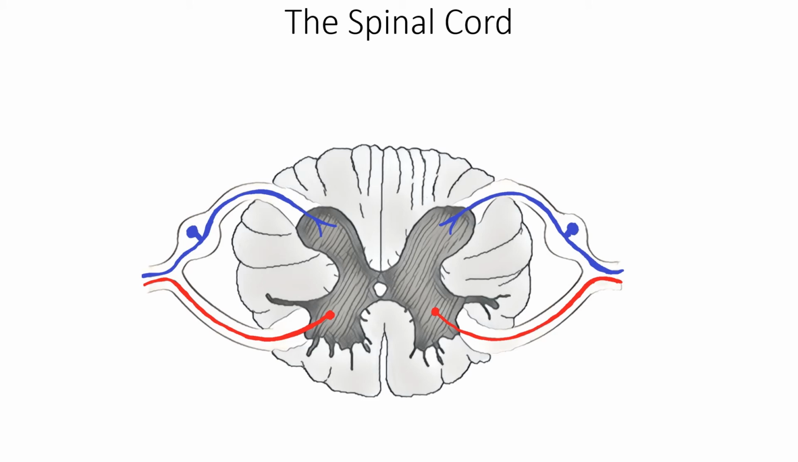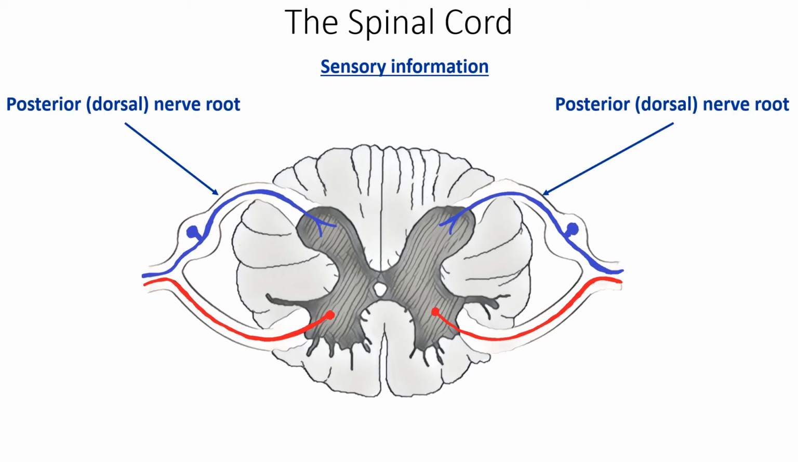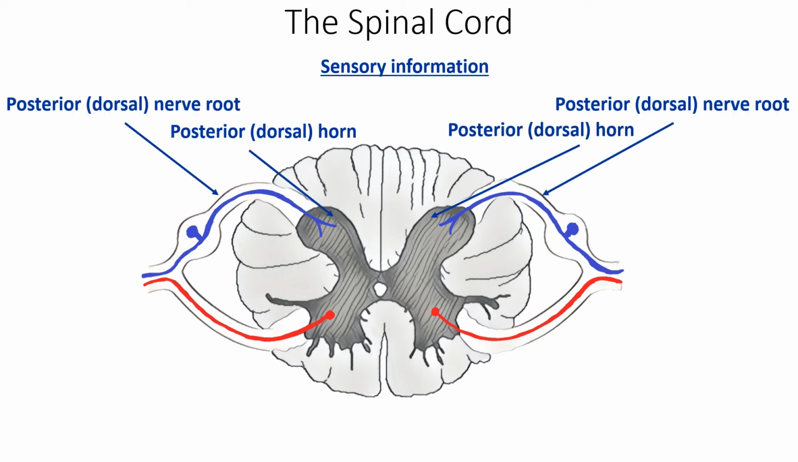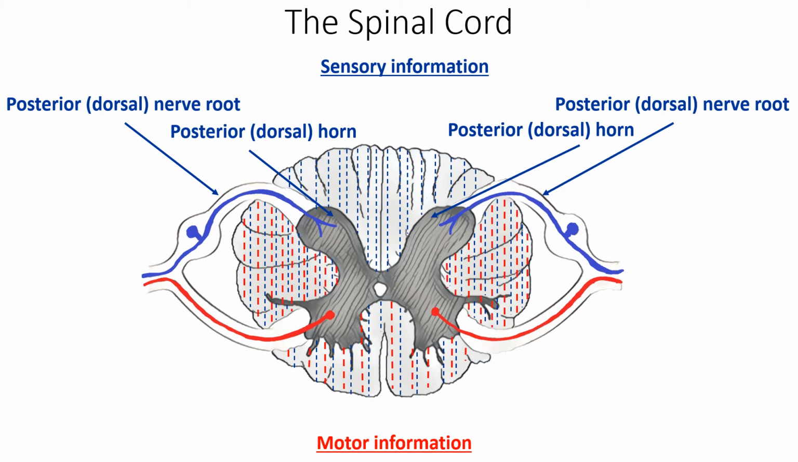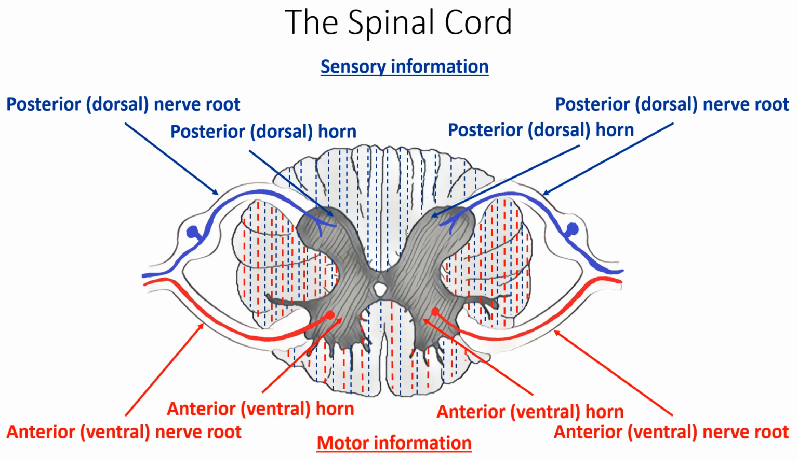Now let's take a look at the flow of information between peripheral nervous system and the central nervous system. Sensory information travels from the periphery through the posterior nerve root, posterior horn, and posterior, anterior, and lateral column before it gets to the brain. Whereas motor information travels from the brain through the anterior and lateral columns, anterior horn, and anterior nerve root before it gets to the periphery.